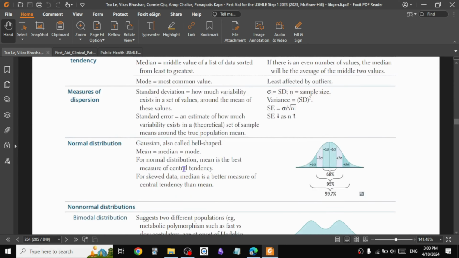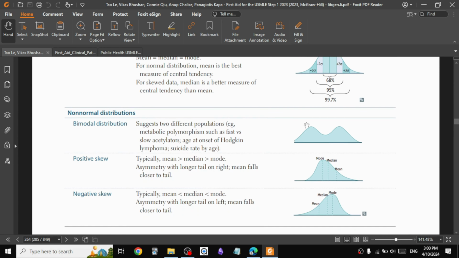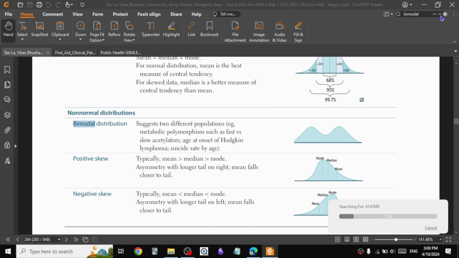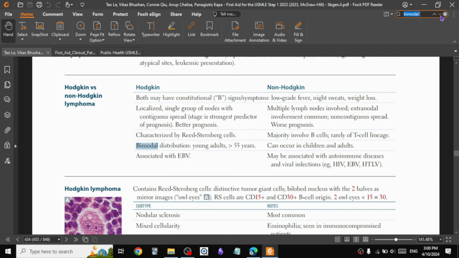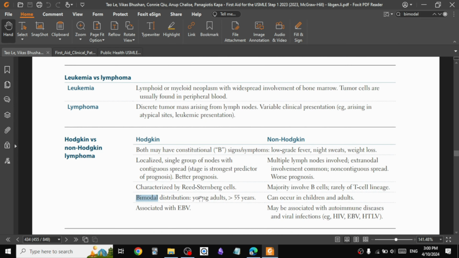Moving forward. So what is this bimodal distribution? I suggest we look up bimodal, because this bimodal distribution comes up in a lot of diseases, and I'll tell you what this is. One is Hodgkin's lymphoma. A bimodal distribution basically has two peaks, so it occurs in two instances, right?